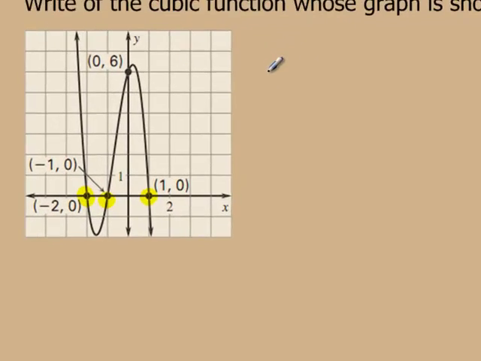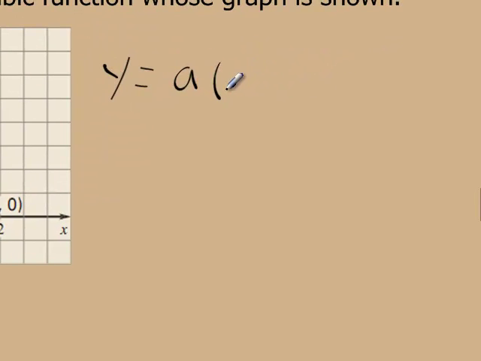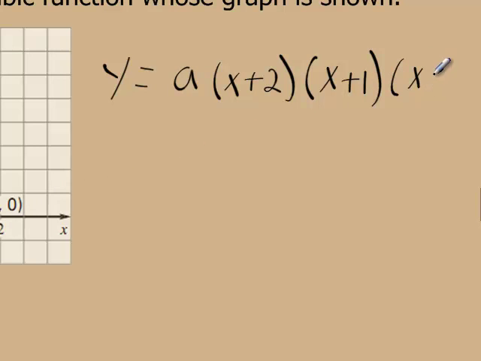So I'll start off and write y equals a, and then with our first point at -2, 0, so the root is x equals -2, therefore the factor is going to be x plus 2. The next root is -1, 0, so our next factor is going to be x plus 1. And then finally we have 1, 0, so our next factor is going to be x minus 1.